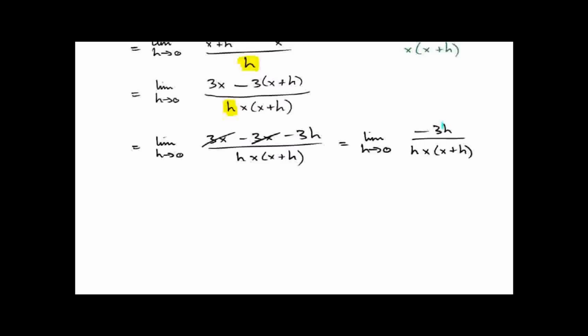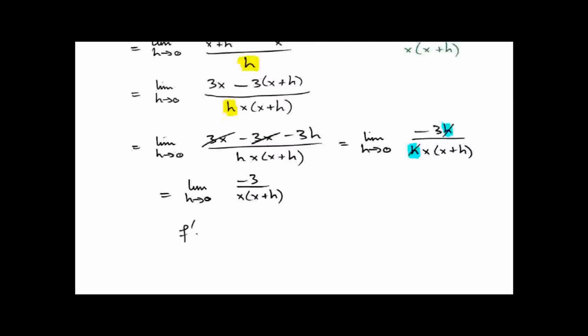Well, got an h up here, got an h down here. Remember again, this was my problem h, this one here. Okay? And now I've got rid of it. Because when I cancel those two h's, when that cancels with that, I'm left with the limit as h approaches 0 of minus 3 divided by x and x plus h. Okay?